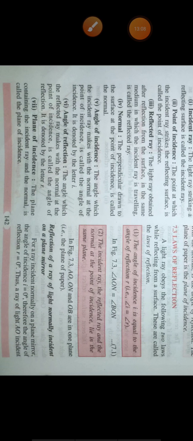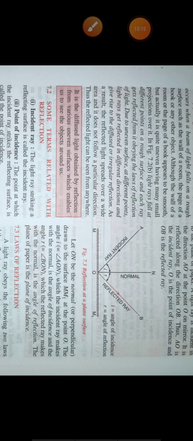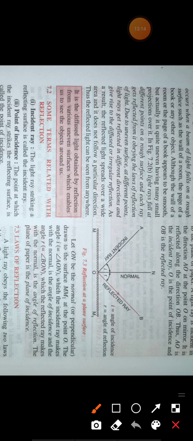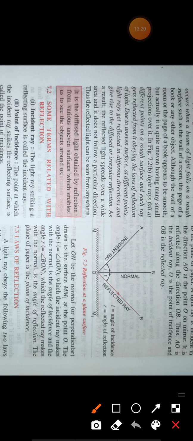Now reflection of a ray of light normally incident on the plane mirror. So what happens if a light ray falls normally? Suppose MM prime is your plane mirror. This is a plane. So suppose light falls perpendicularly on this line, then what will happen? Then what is your incident angle? Now this is your normal line and light is falling on the normal line itself. So the incident angle is how much?